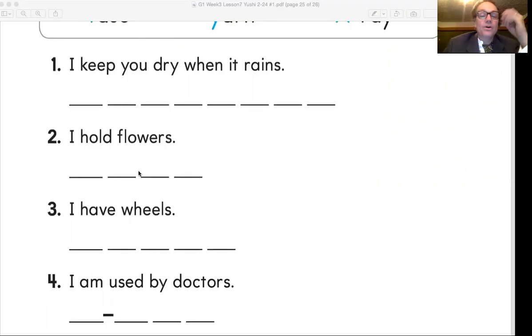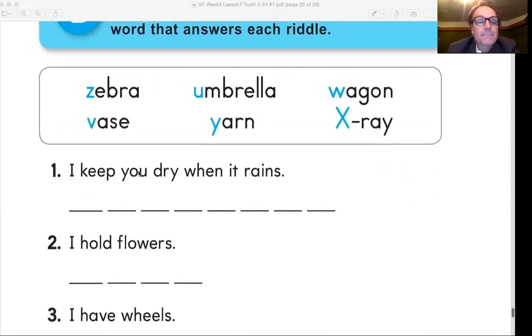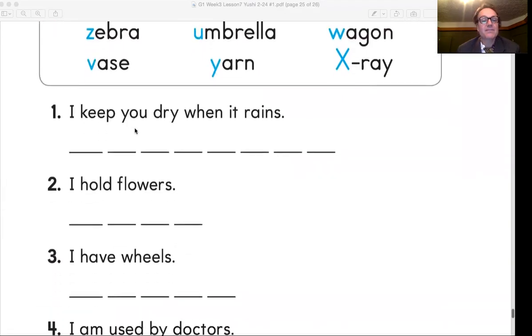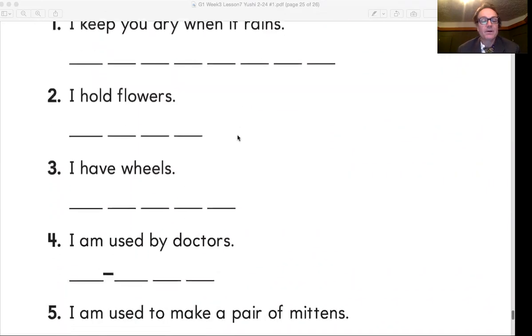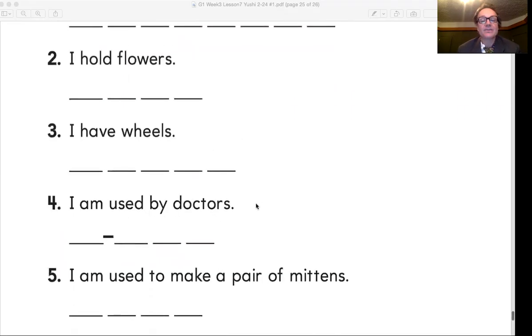Oh, there you are. Okay, so the first one, I keep you dry when it rains. Which one is that? Right, an umbrella. Umbrella, hold it above your head. Number 2, I hold flowers. What is that? Let's see, 4 letters. Right, a vase. Good. Try to say it before I do. Number 3, I have wheels. You're right, a wagon. Good. I am used by doctors. Oh, I know, that's an X-ray.